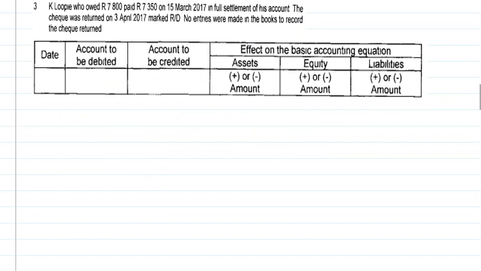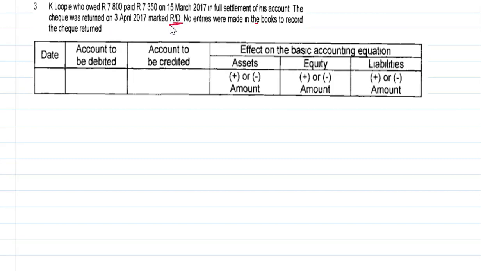Okay, let's come to this question. This question says K Lupi, remember it's our data. K Lupi, who owed 7.8, paid 73.50. Remember, K Lupi is paying less money than he owed, on 15 March 2015 in full settlement of his account. His account was 7.8. The check was returned on 3 April 2017, marked RD. No entries have been made in the books to record the check returned.